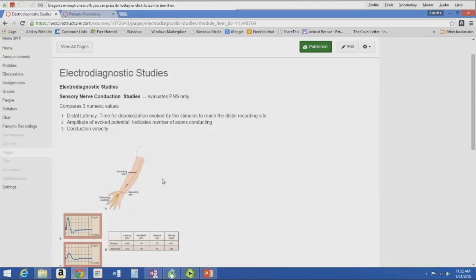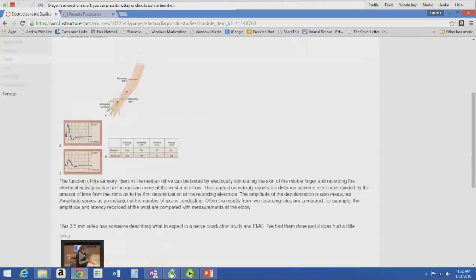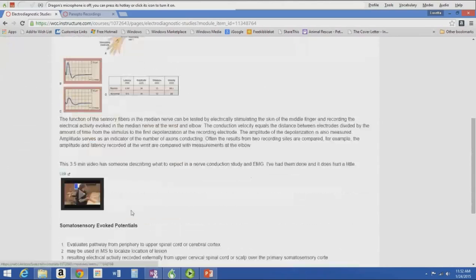They're also looking at the amplitude of the evoked potential, and that is an indicator of the number of axons that are conducting that information, and the conduction velocity. So there's a little video, and this is like a patient education video, where they're describing what to expect in a nerve conduction study, and they also talk about an electromyograph.